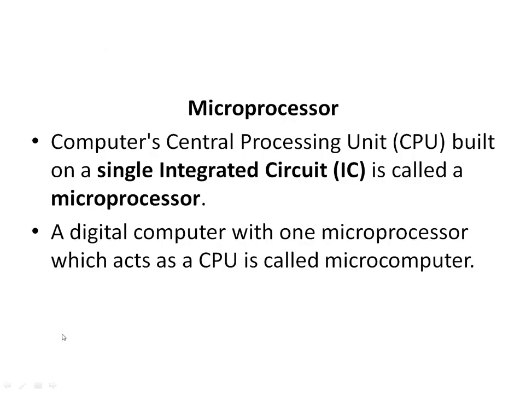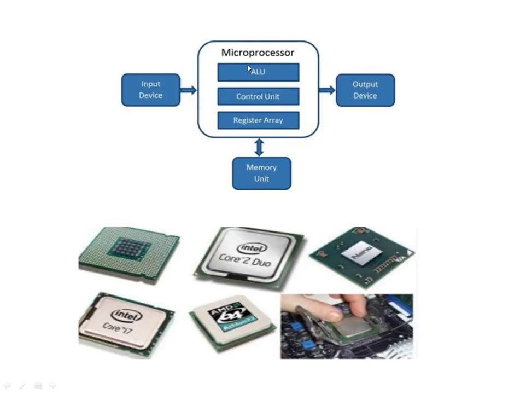The microprocessor is the computer's central processing unit. A CPU built on a single integrated circuit is called a microprocessor. A digital computer with one microprocessor acting as its CPU is called a microcomputer. In a microprocessor system, you have the input device, output device, memory unit, ALU, control unit, and register array. Examples are Intel Core 2, Nano, and Intel Core i7.